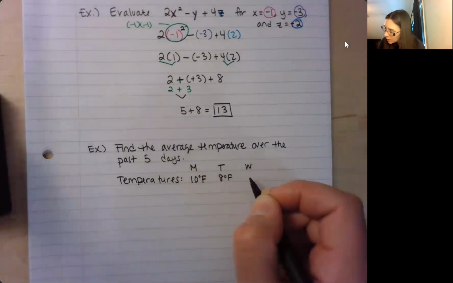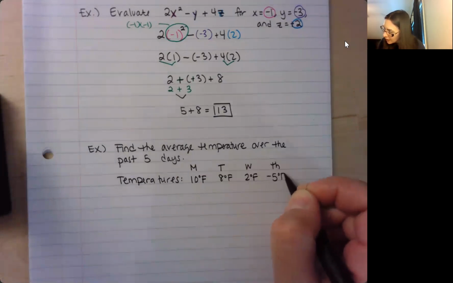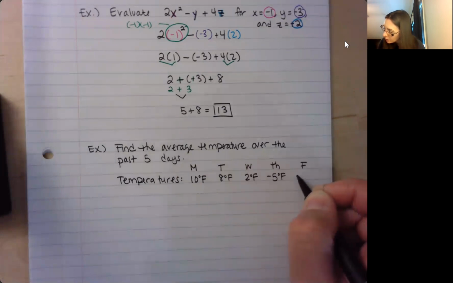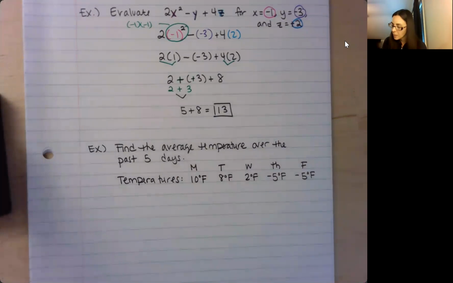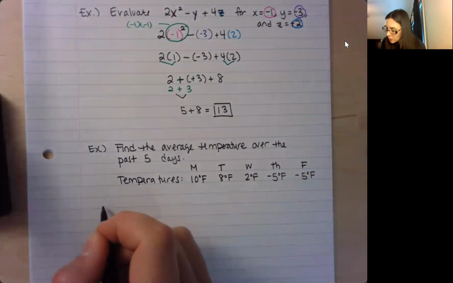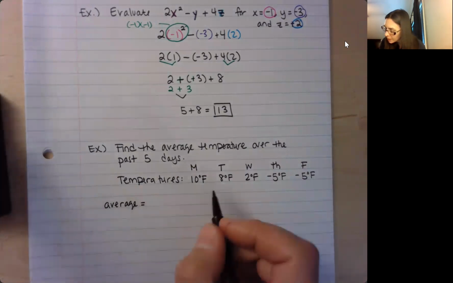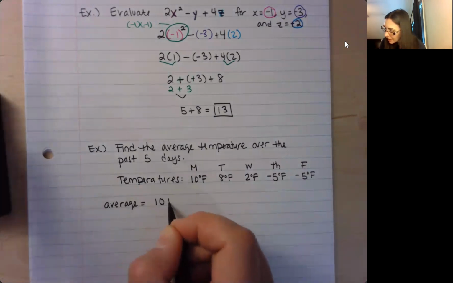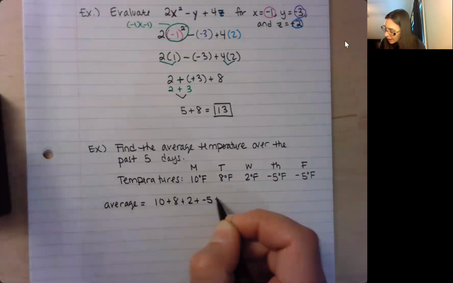On Wednesday, it was 2 degrees Fahrenheit. On Thursday, it was negative 5 degrees Fahrenheit. And then on Friday, it was negative 5 degrees Fahrenheit. So remember, for your average, the first thing you need to do is add everything up. So my numerator, I'm going to add my 10, my 8, my 2, my negative 5, and my negative 5.